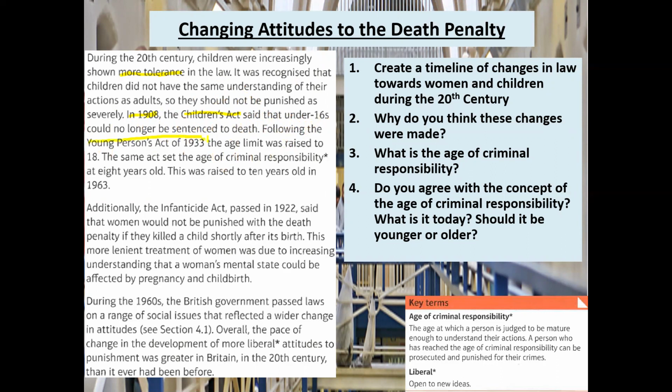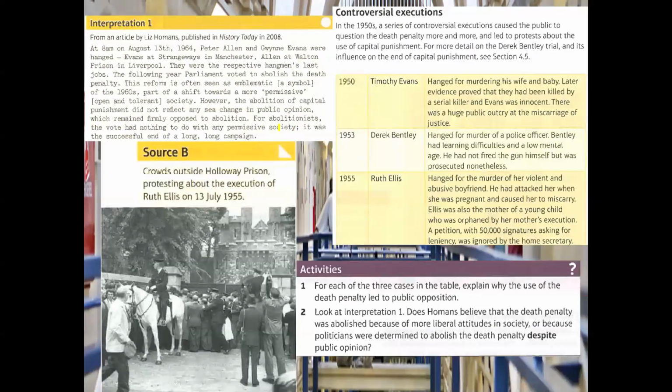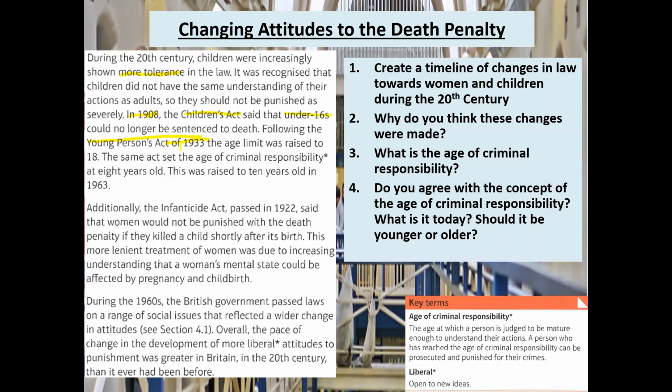The Young Persons Act in 1933 raised the age limit to 18. The same act set criminal responsibility at 8 years old. So in 1933, if you were over the age of 8, you could be tried as a criminal, and in 1963, that was raised to 10. The Infanticide Act of 1922 said that women would not be punished with the death penalty if they killed a child shortly after its birth.